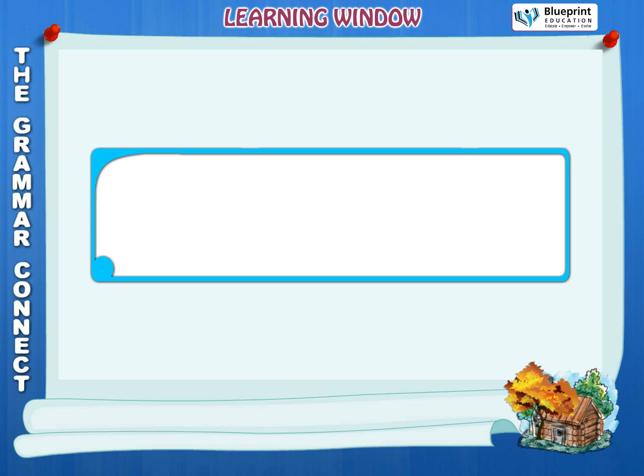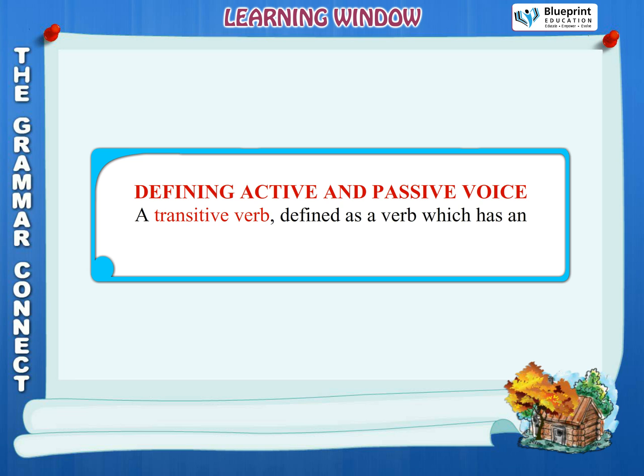Learning window. Defining active and passive voice. A transitive verb, defined as a verb which has an object, has two voices, active voice and passive voice.